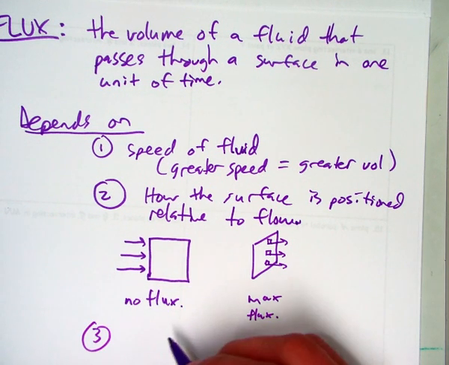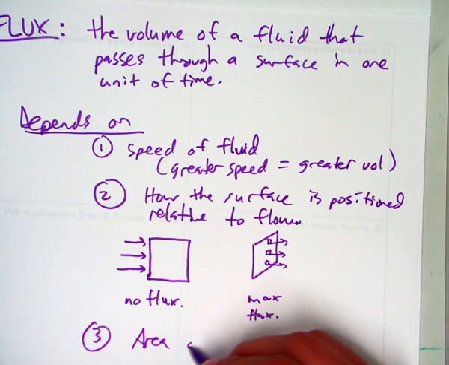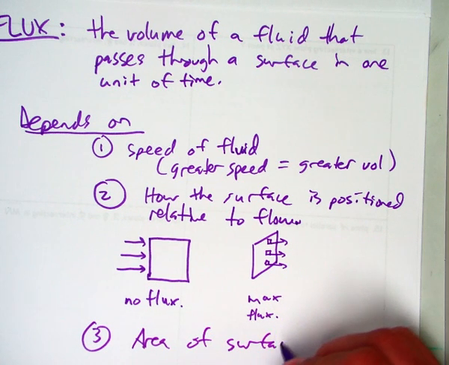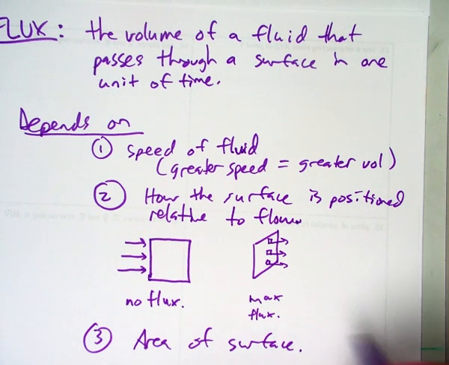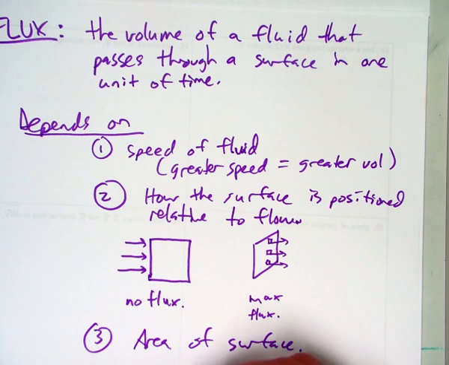And the third thing, obviously, is the area of the surface. If the surface that we're interested in is small, then not much fluid is going to flow through that permeable surface. But if we have a large surface and we have a velocity field, then we're going to have a lot of stuff that goes through it. So the bigger the area, the more flux.